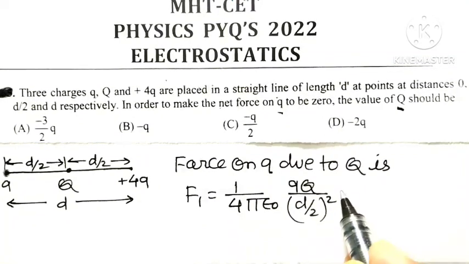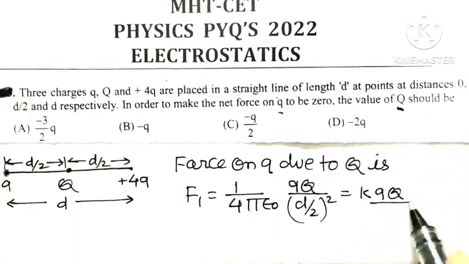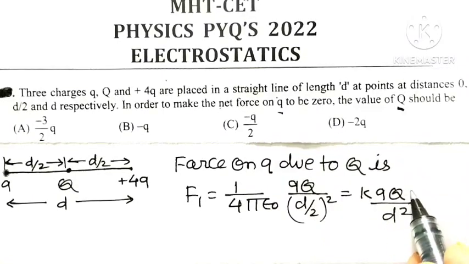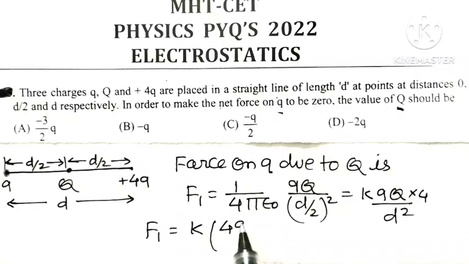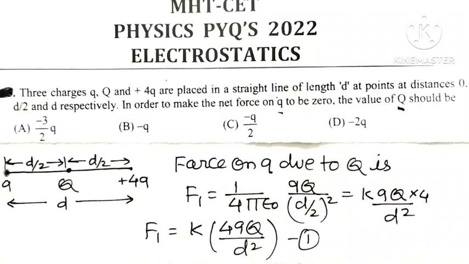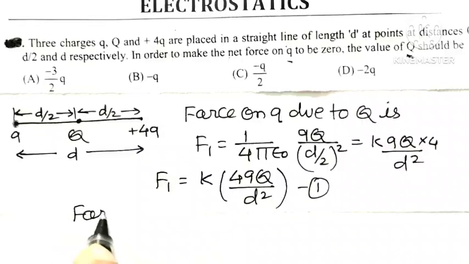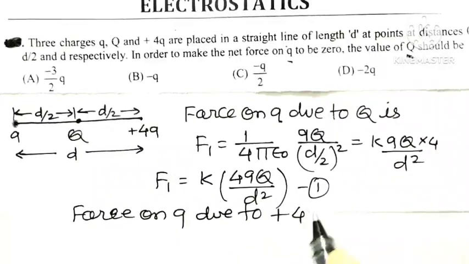Say 1 upon 4 pi epsilon 0 is k. So, k q Q upon d square by 2 whole square. So it becomes 4; take that 4 in the numerator. So F1 is equal to k into 4qQ divided by d square. This is equation number 1.